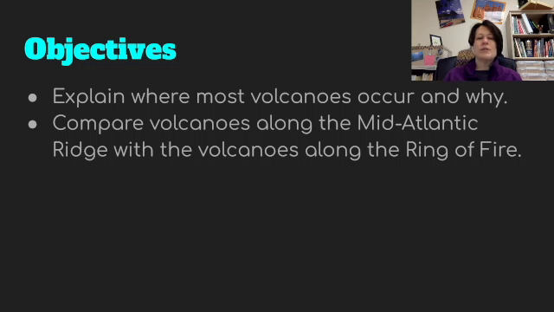So our objectives were to explain where most volcanoes occur and why. So along plate boundaries, especially the Ring of Fire, and compare volcanoes along the Mid-Atlantic Ridge with the volcanoes along the Ring of Fire. The Mid-Atlantic Ridge being less violent, calmer, and along the Ring of Fire, they tend to be a little more violent and due to subduction, where the Mid-Atlantic Ridge is due to divergence.